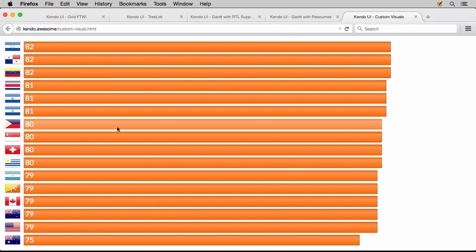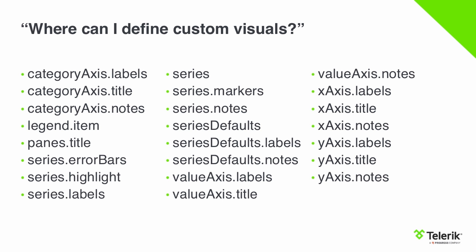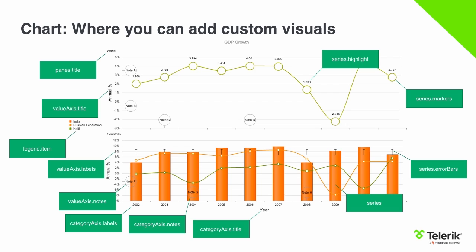As you can see, custom visuals give you a lot more control over how your charts are drawn to the screen. You might wonder where you can define these custom visuals. Are they just labels and such? It turns out there are lots and lots of different places. In fact, with this latest release of Kendo UI, I can't think of an element of the chart that you can't change with a custom visual. As you start looking into this, you can tweak pretty much any part of the chart. And this is really great news for our customers who are looking to create stunning charts for their apps.